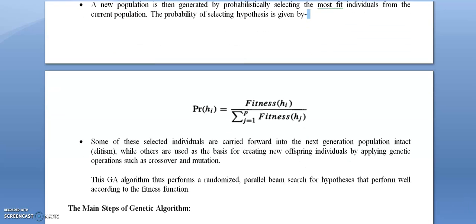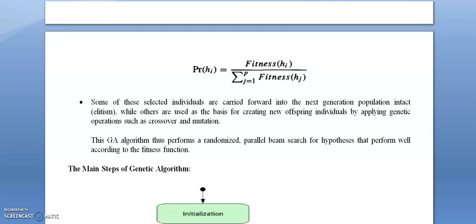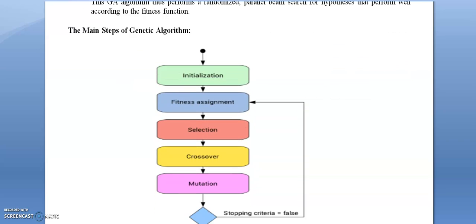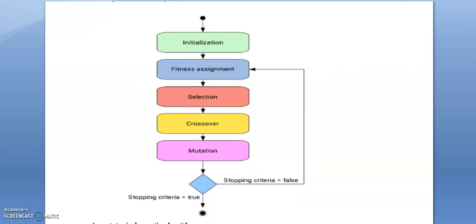So with each iteration a new population is generated, and this population basically comprises some of the new offspring that is generated, and some of the individuals from the previous population. Now let us see the main steps of the genetic algorithm with the help of this flow diagram.